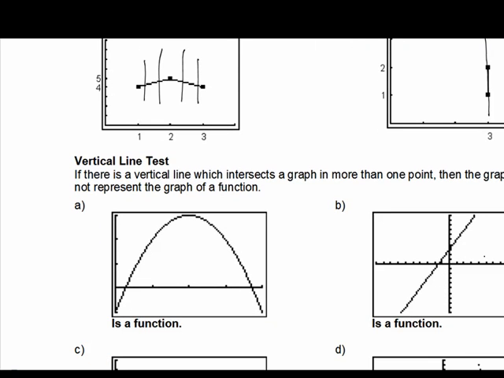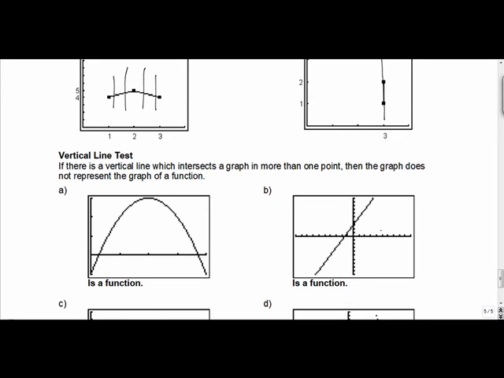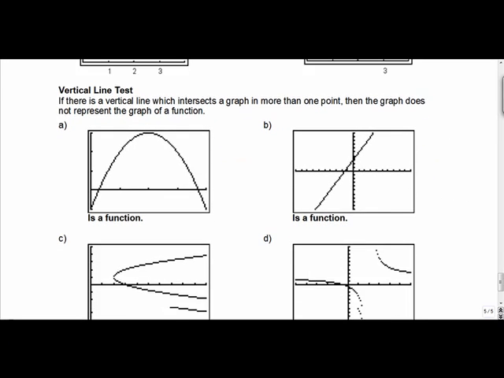So what does the vertical line test say? It says if there is a vertical line which intersects a graph in more than one point, then the graph does not represent the graph of a function. I have 4 examples here.